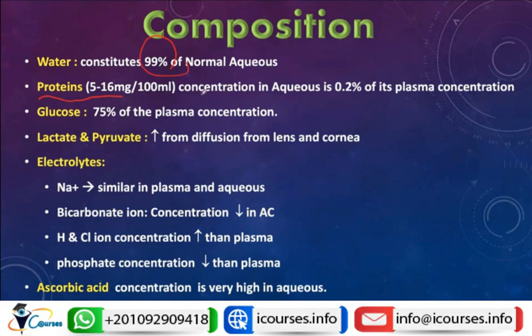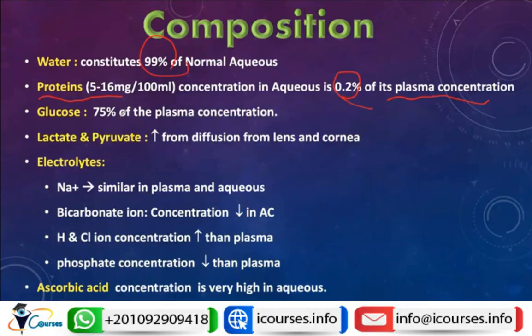So this concentration is very, very low, because it's only 0.2% of the plasma concentration. Remember that the protein is present in very minimal amounts within the aqueous. It is not abundant, and also it is not absent, because this has appeared in the MCQ questions of the ICO, asking if the aqueous is lacking protein or if there is no protein in the aqueous, and the answer is no, because it has very minimal amounts.